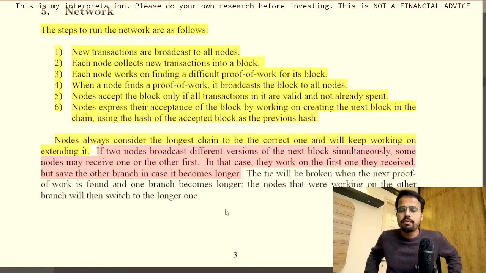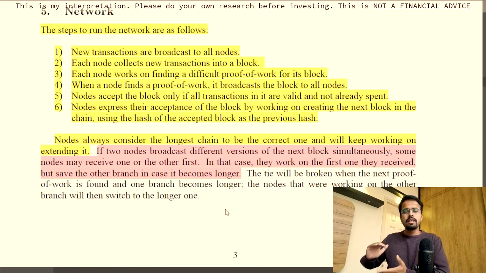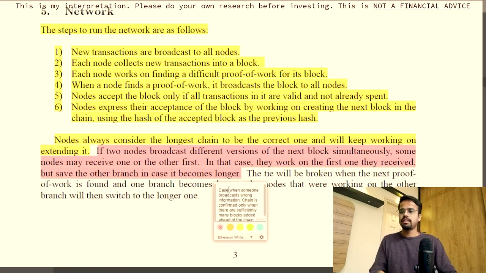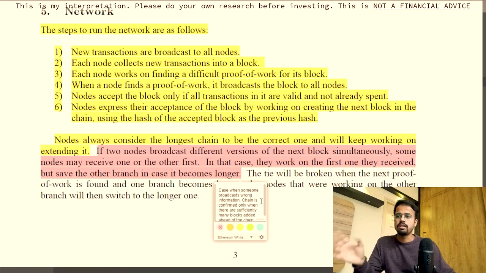So they will receive all the blocks. They will work on the blocks which they received first, but save the other block. So remember, they simultaneously got information about two blocks. The first one which they received, they will keep and start working on, and the second block they will save for later use until the chain on which they are working is proven by other nodes to be the correct one. Okay, this is a case when someone broadcasts wrong information.